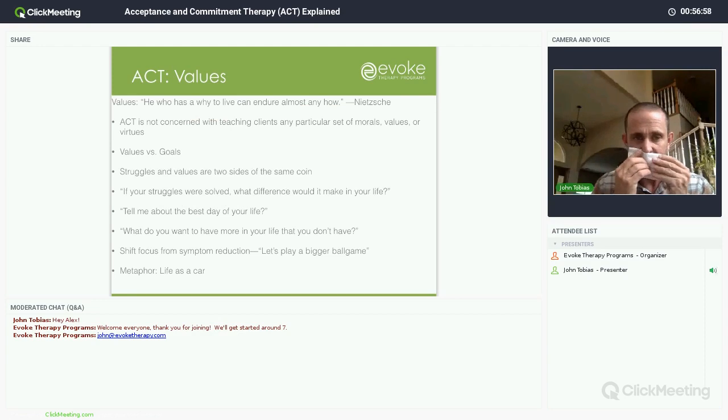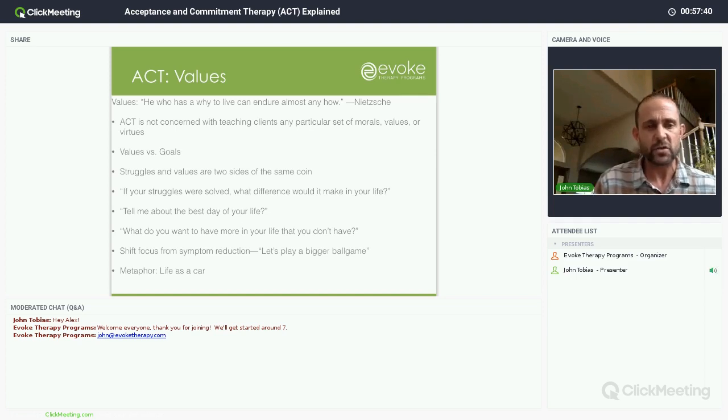I am going to jump into the next of the 6 core processes. So the first 4, like I said, are all aimed at these last 2 core processes. In other words, the mindfulness is all aimed at helping us create psychological flexibility so that we can connect to these last 2 core processes, which are values and committed action. So I love this quote on the top of the slide here by Nietzsche. He who has a why to live can endure almost any how.